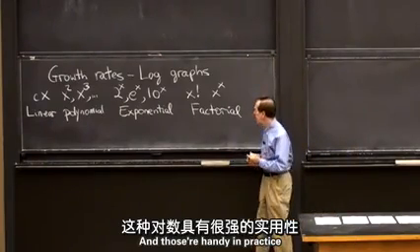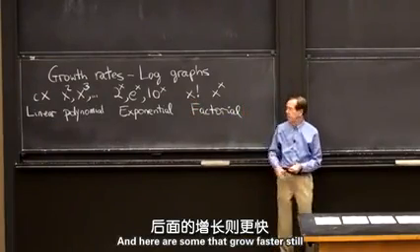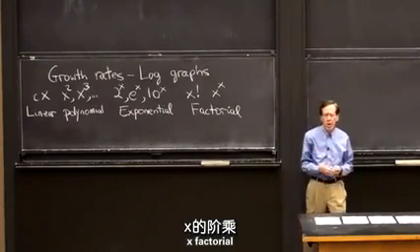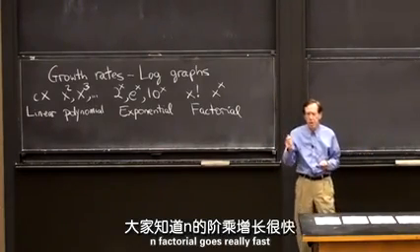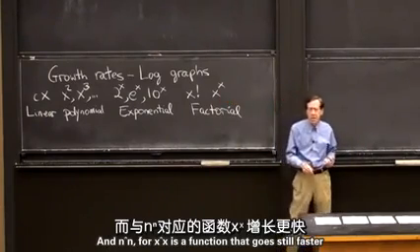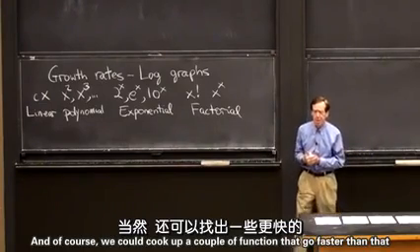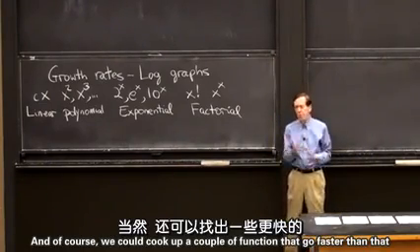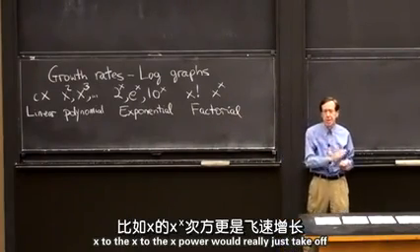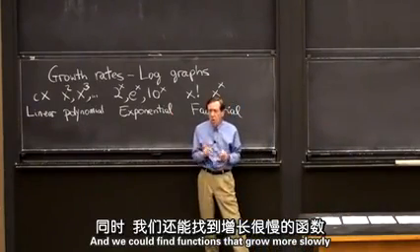handy in practice. And then here are some, so that's exponential growth, and here are some that grow faster still. X factorial, n factorial grows really fast, and n to the nth, or x to the x, is a function that grows still faster. And of course, we could cook up a function that grew faster than that. X to the x power would really just take off. And we could find functions that grow more slowly.